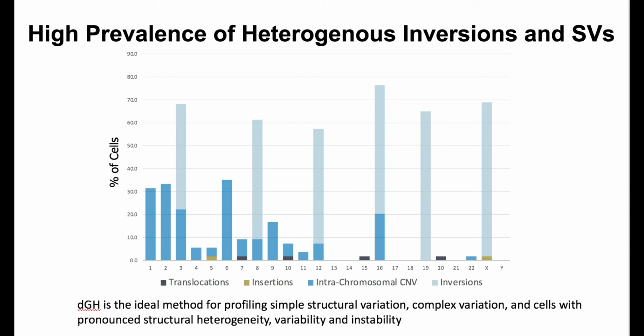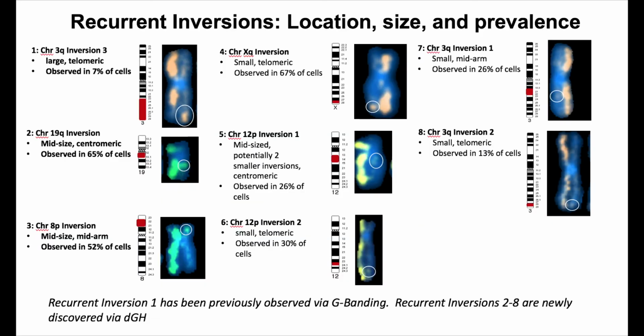This is among the most sequenced genomes in the world, and we performed a whole genome DGH screen to characterize simple and complex structural variants, including traditionally difficult to measure inversions. Here we have profiled the distribution and prevalence of different types of variants by chromosome. Significantly, in this single whole genome DGH study, we not only confirmed the presence of a known inversion on chromosome 3, but also discovered a significant number of previously unknown recurrent inversions throughout the genome of the heterogeneous sample.